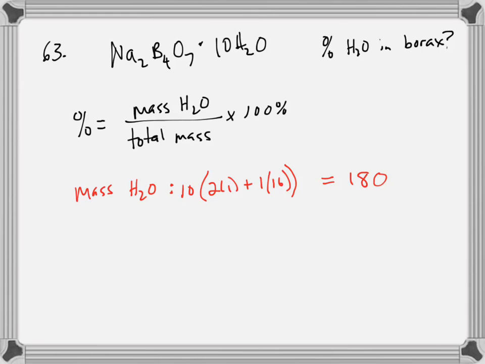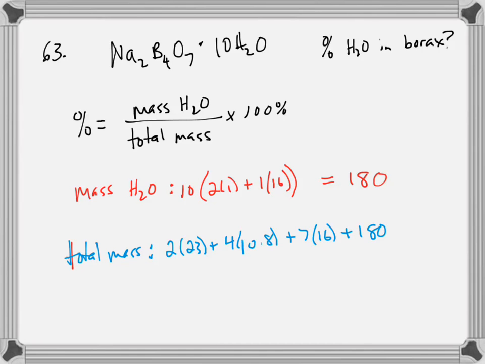How do we get the mass of our total? So we'll add up everything. 2 times 23 plus 4 times 10.8, thank you, plus 7 times 16 plus 180. Why 180? Because there's 10 waters, we already calculated that. We can just add that in there. That'll then give us our total mass. 180 divided by that total mass times 100% gives us our answer. Okay?